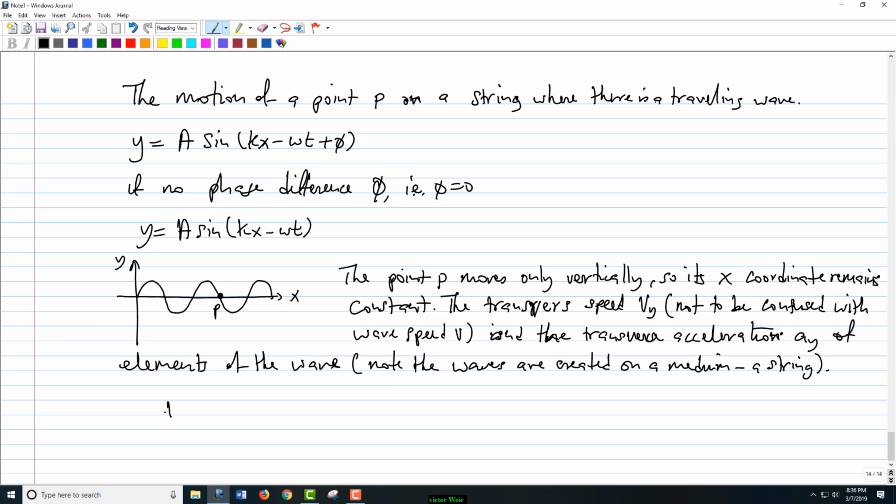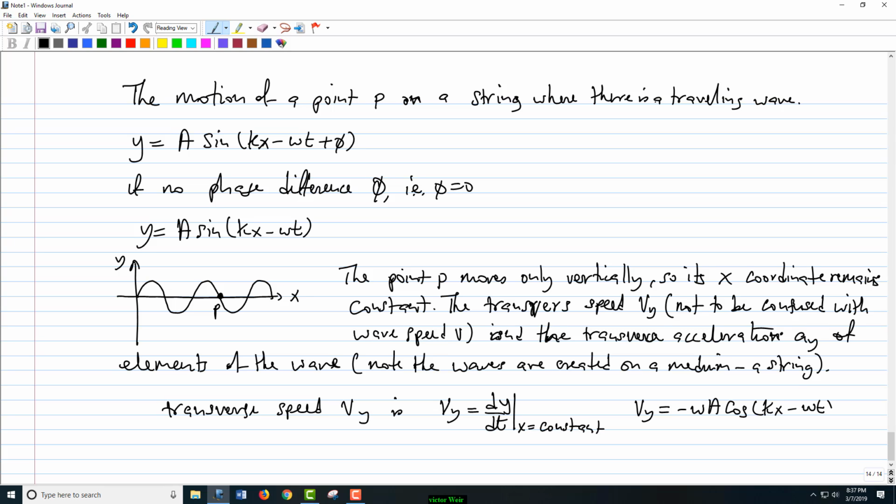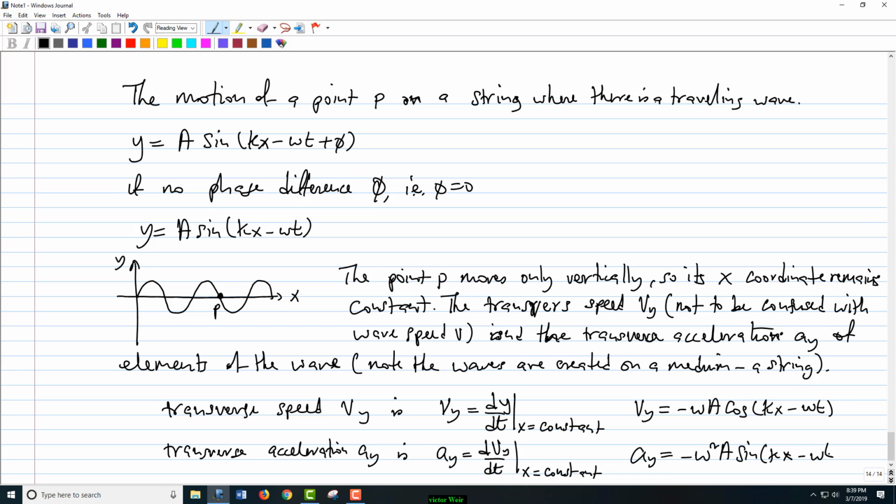To find the transverse speed, we just take a derivative of the wave. v_y is equal to minus omega A cosine(kx minus omega t). And similarly, transverse acceleration a_y is given by the derivative of v_y with respect to t, again for x equals constant. So we can write a_y equals minus omega squared A. We are back to sine again, so sine(kx minus omega t).